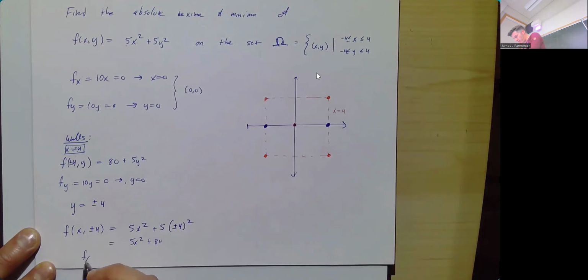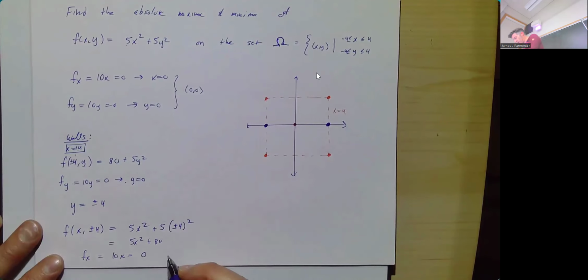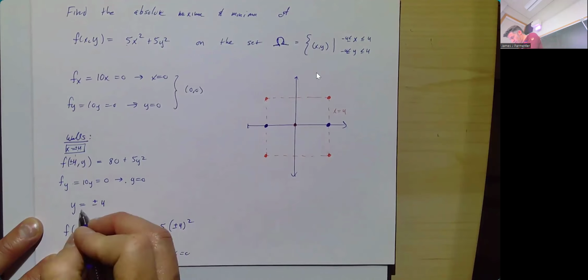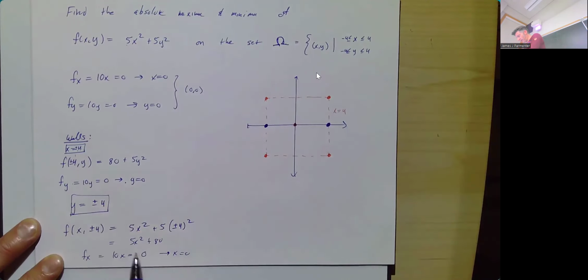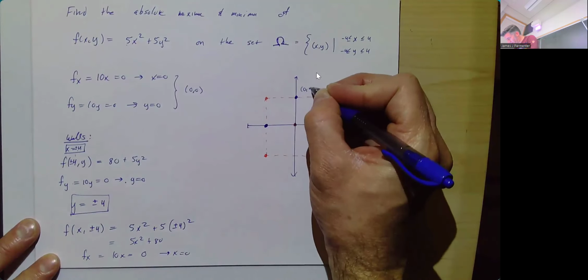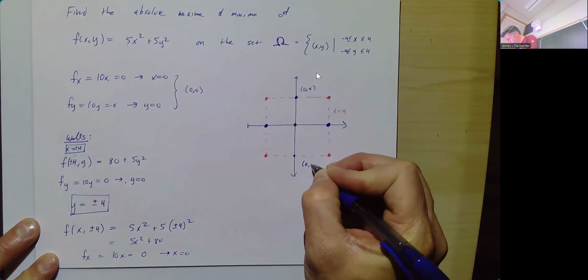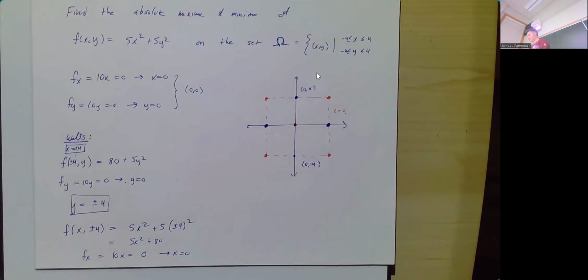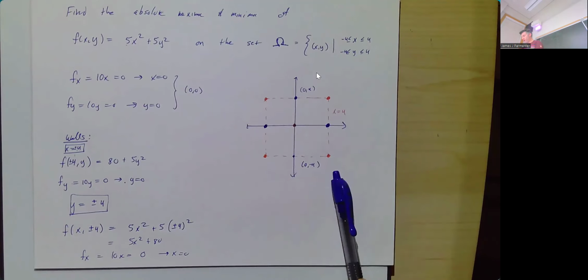And then my partial derivative here is going to be 10x, setting that equal to 0, because that's how we find the critical points. I'm still going to get x equal to 0. So since y was equal to plus or minus 4 and x is equal to 0, I get that point there at 0, 4, and that point there at 0, -4. So you often get every corner, a point on each wall, and at least 1 point in the middle. You don't always get all that, but sometimes you get more than that.